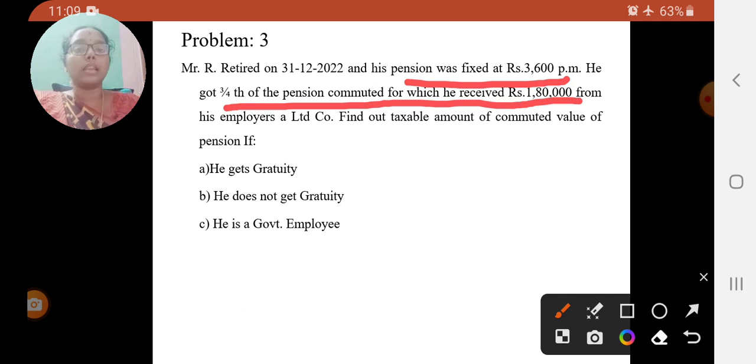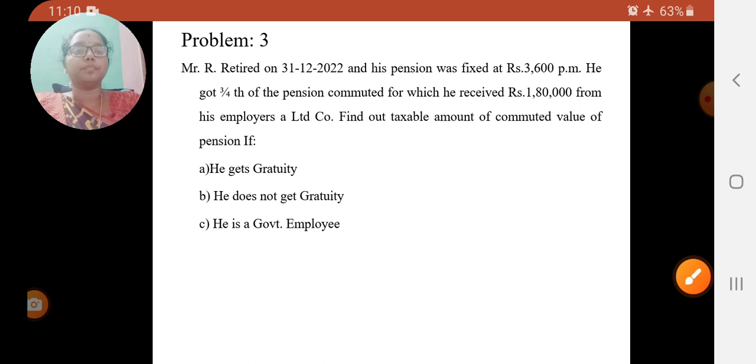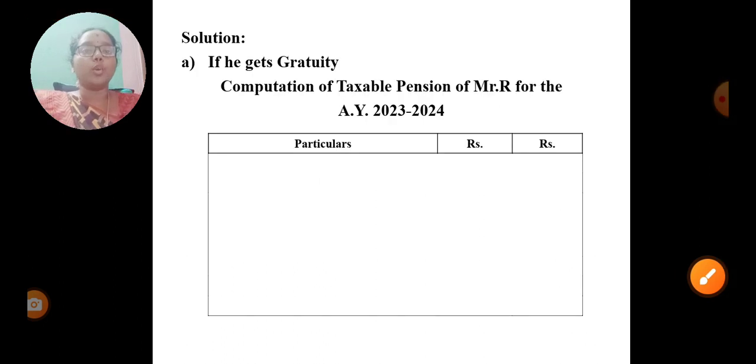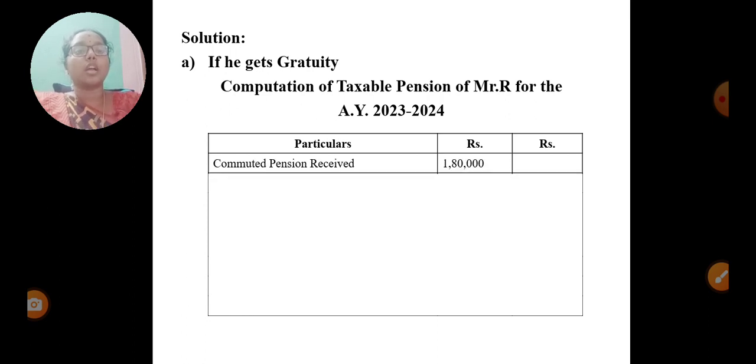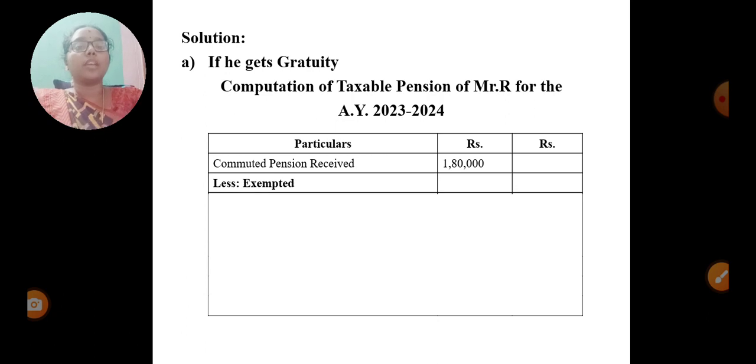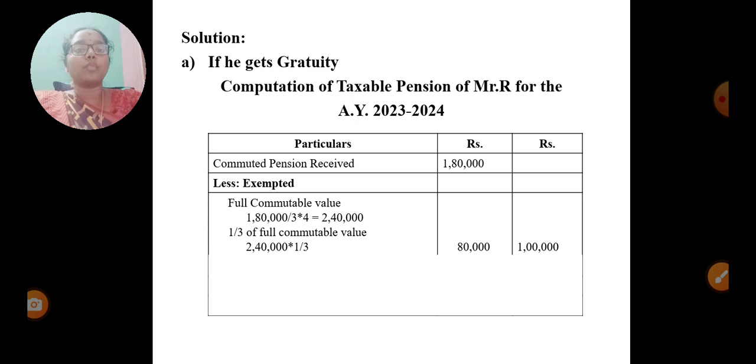Here they have given three situations. That is, if he gets gratuity, if he does not get gratuity, if he is a government employee. Let me show you the answer. So first scenario, if he gets gratuity. So commutation of taxable pension of Mr. R for the assessment year 23 to 24. So commuted pension received is 1,80,000. So that is lump sum pension, that is 1,80,000. From that we have to deduct the exempted amount. So in that exempted amount, we have to find out the 1/3 of the full commuted value.